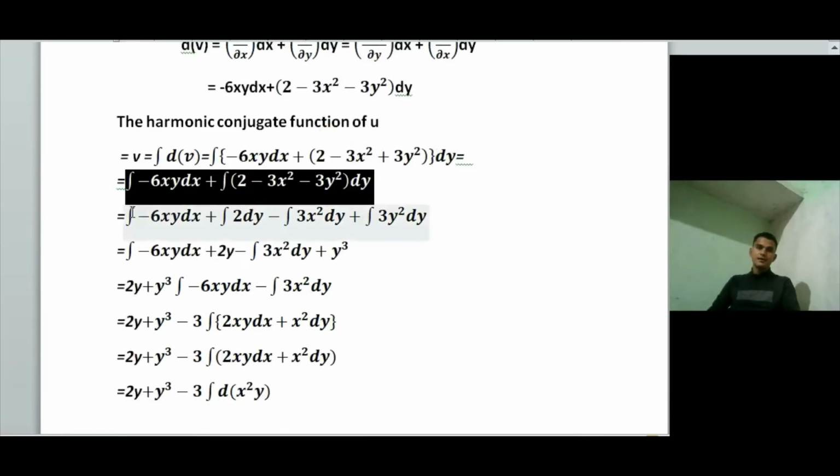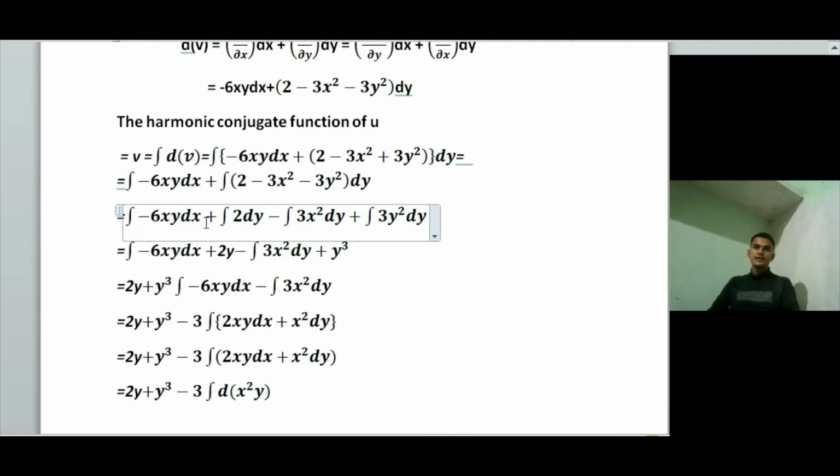Now we have to find out the integration. You can see this is minus 6xy dx, and this is 2 dy, and this is 3x square dy, and this is 3y square dy. There are two variables, x and y. There is also dy, so the y variable is there, and the x variable is there.